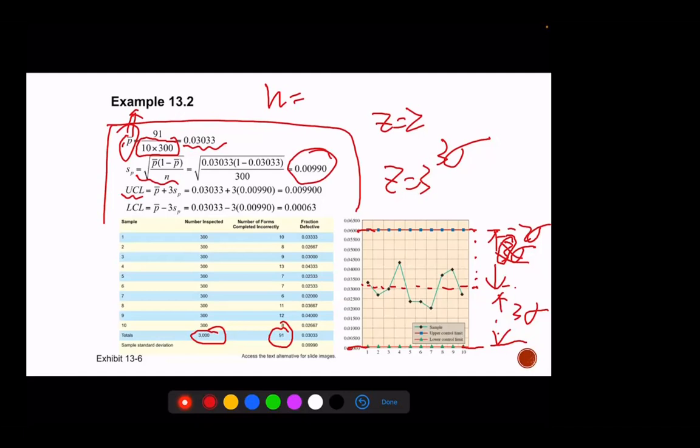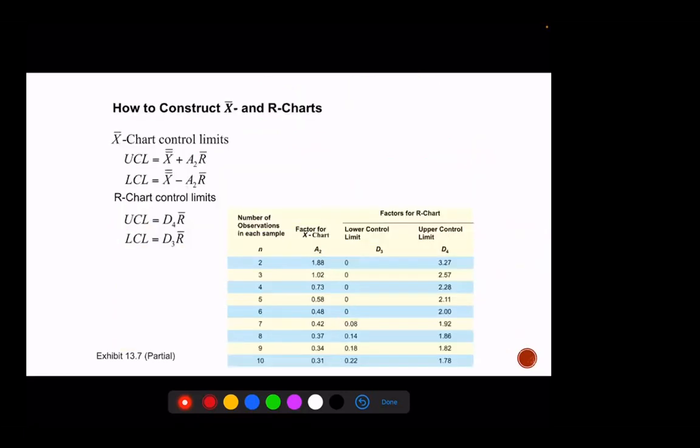Again, the P chart is the attribute control chart, where the factor you consider is what you count. Okay, so all of them are integers. And another type of control chart is what we call the X bar chart and R chart. This is the variable control charts.